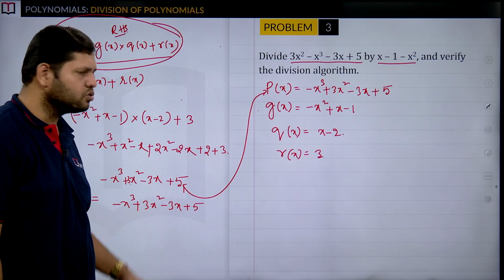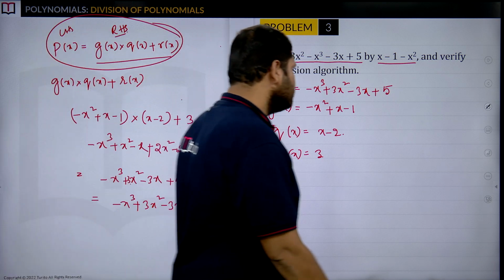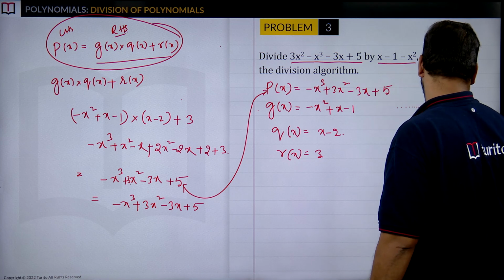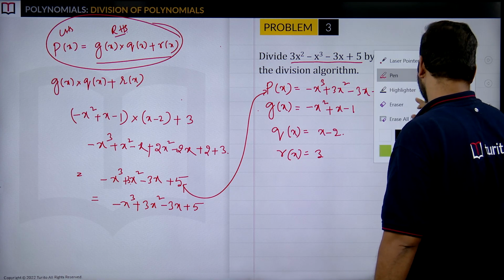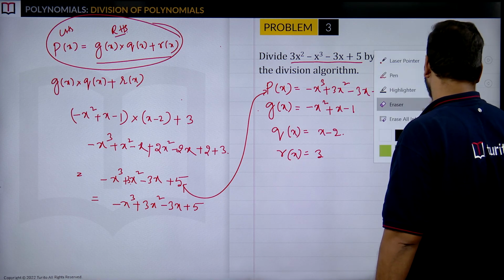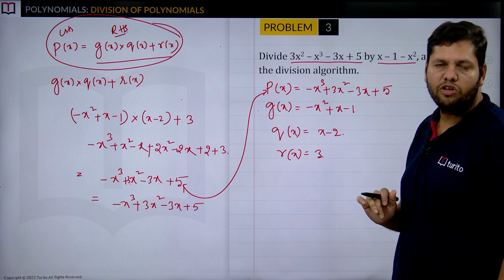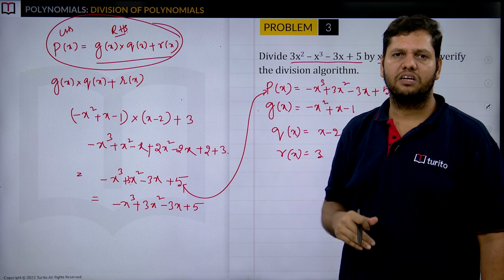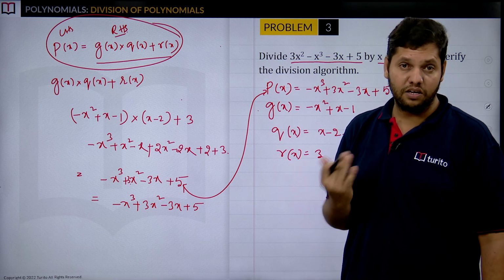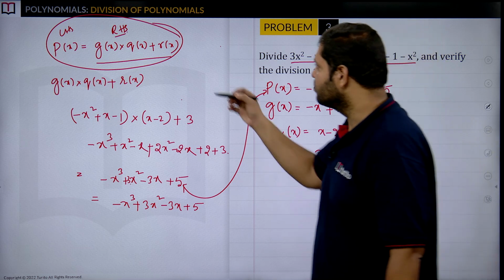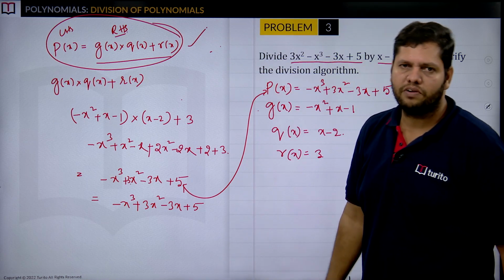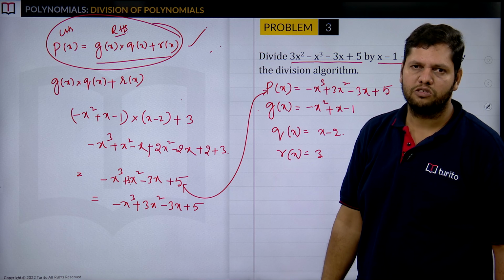Clear, children, regarding this question? So first what have you done, children? First we did the division of the polynomial. So from that I am finding the quotient value and the remainder value. After that I am substituting in the division algorithm. So p of x is equal to, we can write, g of x into q of x plus r of x.